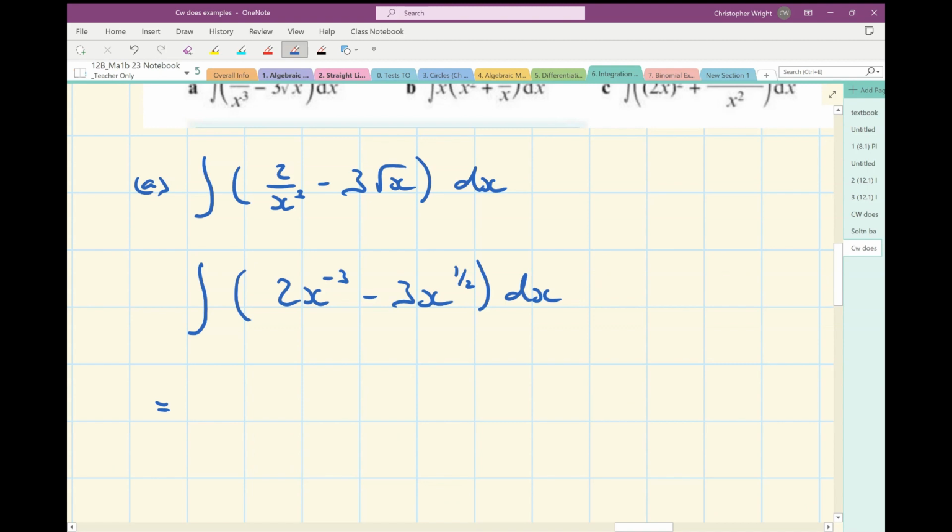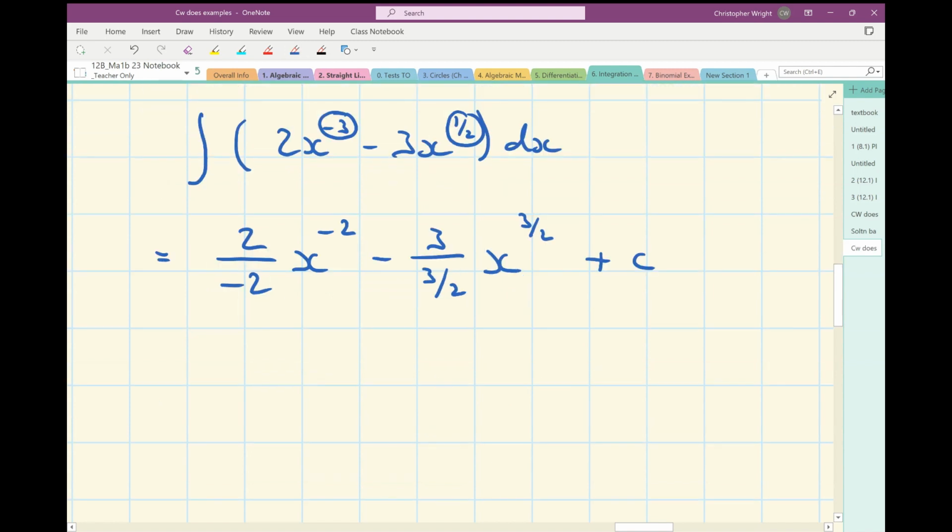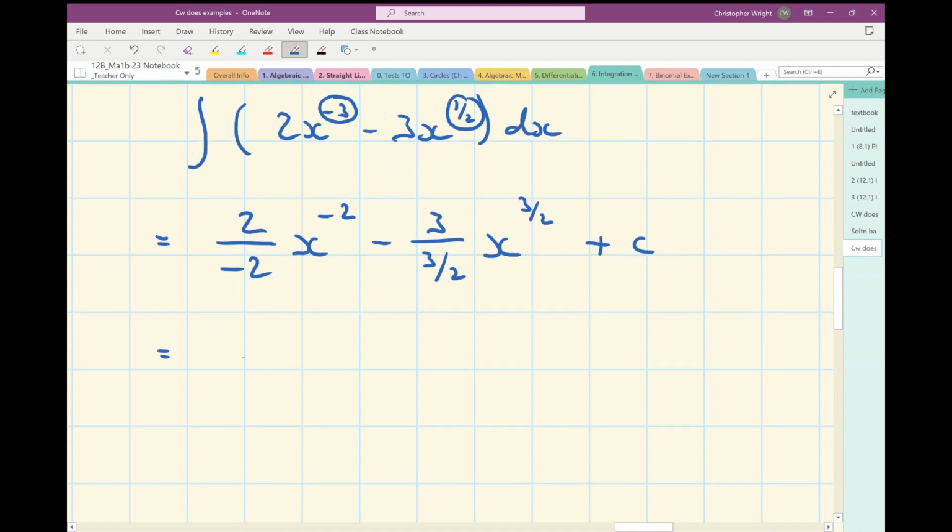Right, let's integrate 2 times x to the power of minus 3. Now the new power will be minus 3 plus 1, which is minus 2. So the coefficient divided by the new power times x to the new power. Minus, right, the new power will be 3 over 2. So I'm going to have the coefficient divided by the new power times by x to the new power. And don't forget your constant term. Now we can make this look a bit tidier. Minus x to the power of minus 2, minus 3 divided by 3 halves is 2 x to the power of 3 over 2 plus c.